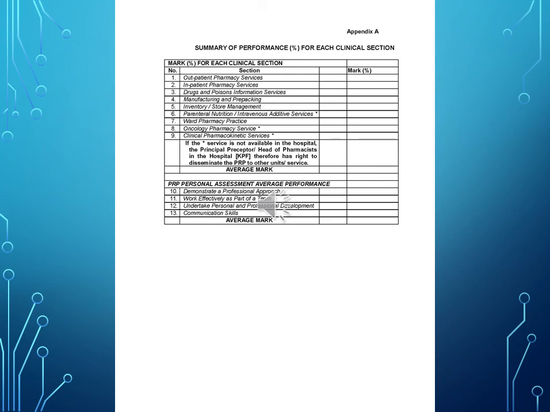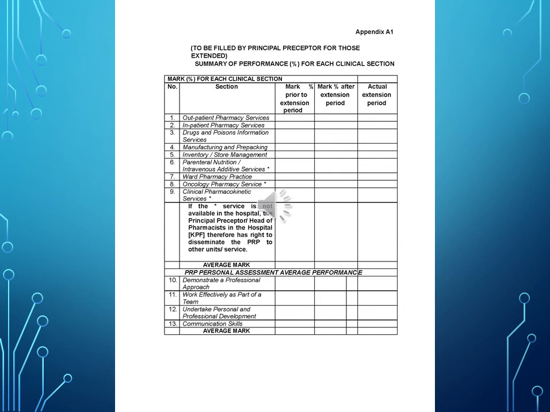Average mark. PRP personal assessment average performance. 10. Demonstrate a professional approach. 11. Work effectively as part of a team. 12. Undertake personal and professional development. 13. Communication skills. Average mark. Appendix L. To be filled by principal preceptor for those extended.